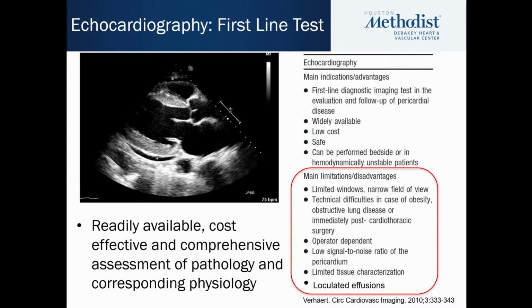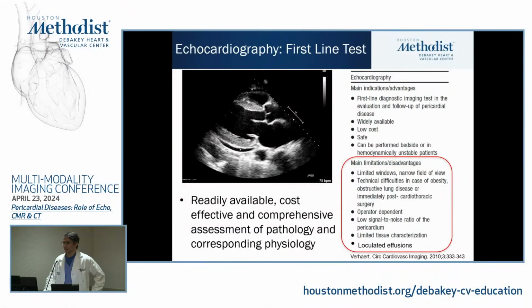Now, as was discussed, echo really is the first line test. We know why. It's readily available, with a lot of strengths to it. But when it comes to the pericardium, its biggest limitation is that you just don't see it. So not only do you not see the actual disease process, but you really have no ability to perform any tissue characterization of the pericardium, which you'll see becomes very important in a lot of these different disease states. And add on top of that difficult windows and patients who are morbidly obese or who have COPD, it just becomes even more challenging.